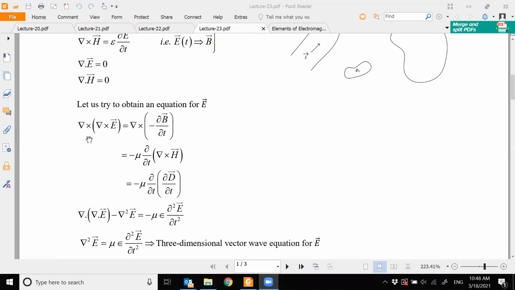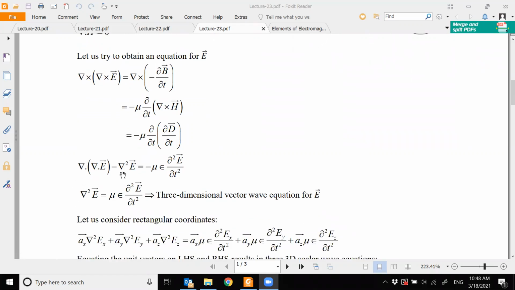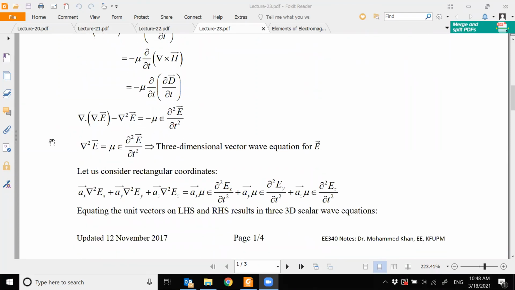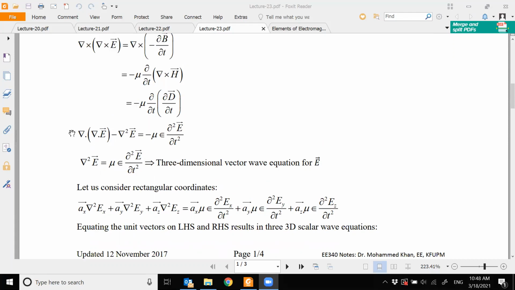And what is the left hand side? It is del cross del cross E, and according to our vector identity, it is this one: del del dot E minus del square E. And therefore, what I will get is del square E is equal to mu epsilon dou square E over dou T square. Okay, so the del dot E term goes to 0.